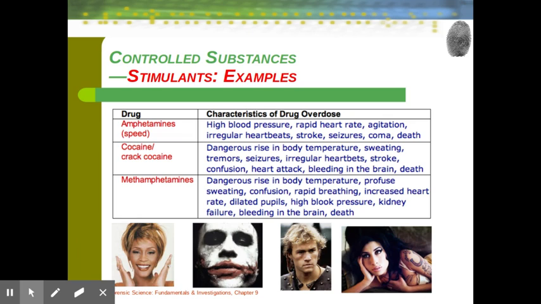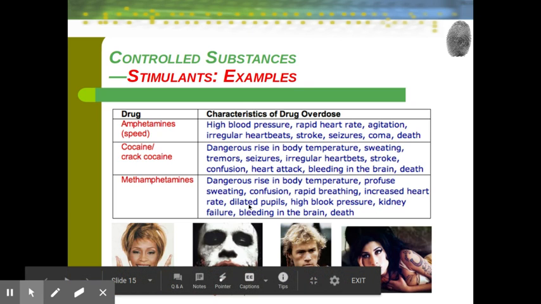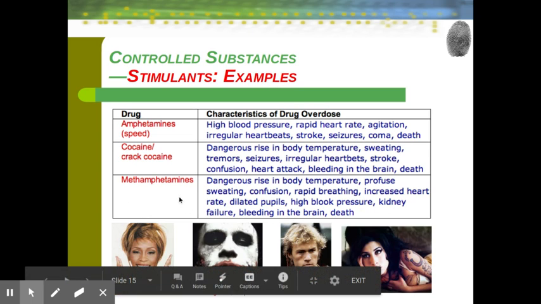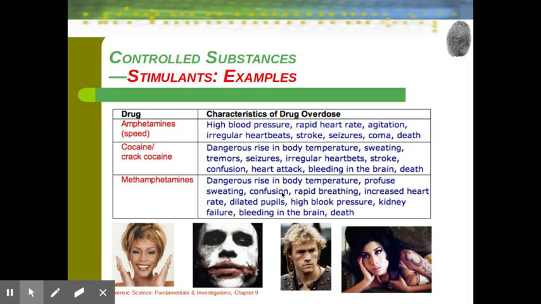So some examples are amphetamines. So if you think of speed, methamphetamine is another version of it, and cocaine. So these are all things that are going to increase your heart rate, make your body temperature go up, and they can cause, look at all of them, stroke, coma, heart attack, death, bleeding in the brain, rapid breathing, increased heart rate. So all of these are stimulants that can have those effects.